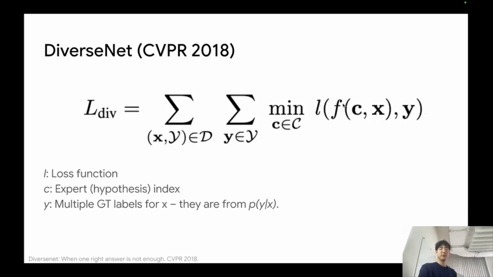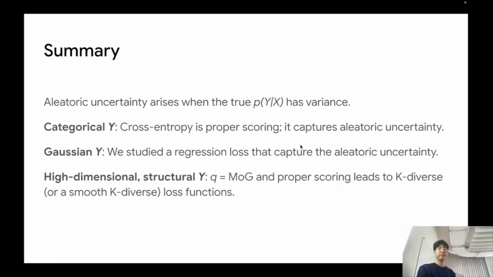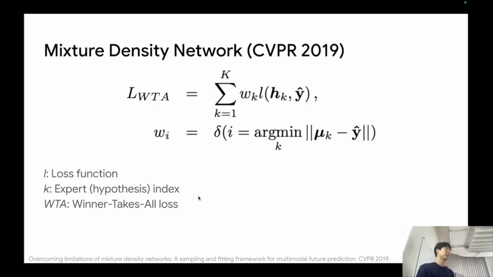And as I said, this comes out in many contexts. So in diverse net, for example, it comes up as a C variable here. So you're only penalizing the expert C with the lowest loss value here. This is called mixture density network. And again, here, this is a one-hot vector for the argmin of the loss value, and you're only training for that index I, which is the argmin. They call it winner takes all loss, which also kind of makes sense.